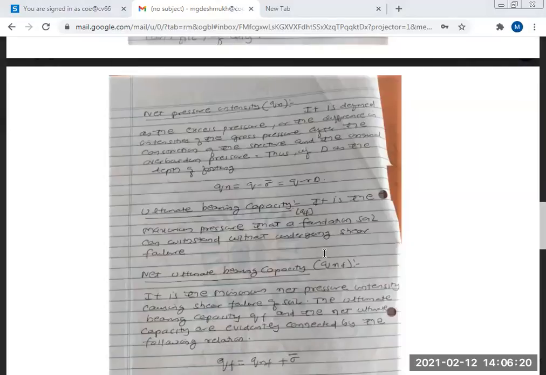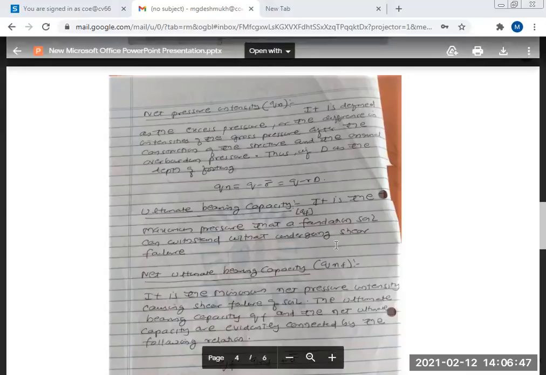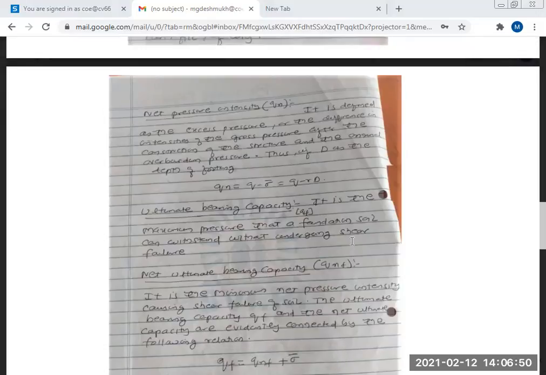Maximum pressure means it will take everything, everything in the sense weight of the superstructure, weight of the footing and then weight of earth fill. ये तीनों को मिला के अगर से it is the maximum pressure that a foundation soil can withstand, मतलब ये तीनों का maximum pressure जो भी रहेगा, अगर से soil उसको withstand कर रहा, उतना pressure ले रहा, it is the maximum pressure that a foundation soil can withstand without undergoing shear failure. मतलब इतना pressure गिरने के बाद भी वहां पर shear failure नहीं हो रहा, तो उसको बोलते ultimate bearing capacity.